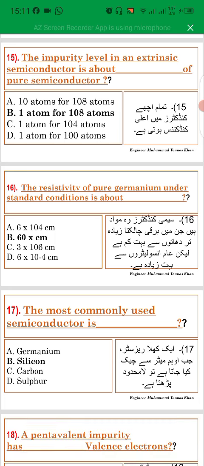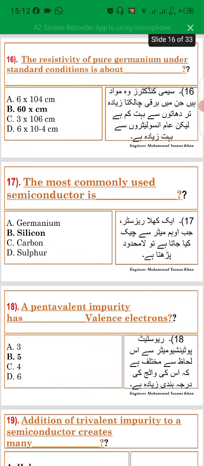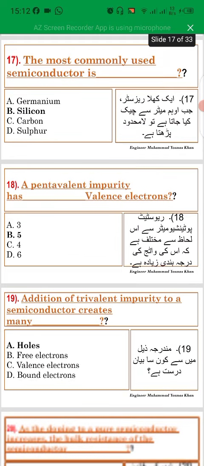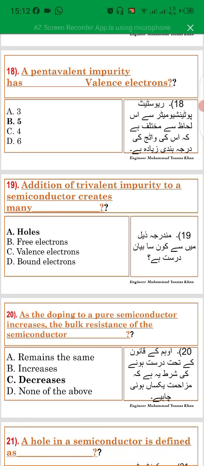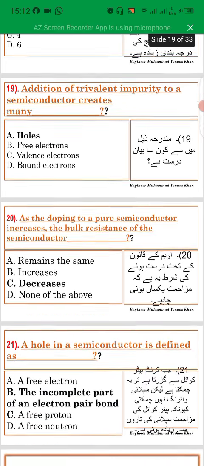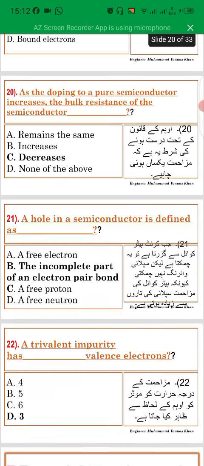The impurity level in an intrinsic semiconductor is about 1 atom per 10^12 atoms of pure semiconductor. The resistivity of pure germanium under standard conditions is about 60 ohm-cm. The most commonly used semiconductor is silicon. A pentavalent impurity has 5 valence electrons. Addition of trivalent impurity to a semiconductor creates many holes.